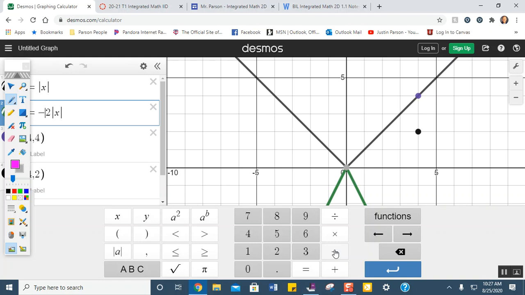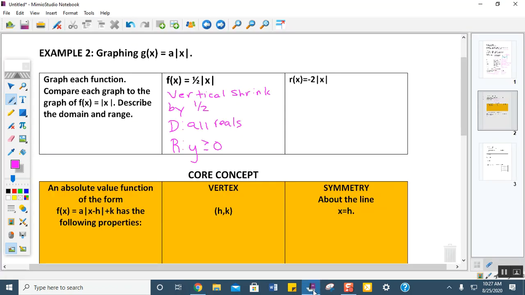So what we would need to say here for some kind of a description in movement would be, first of all, it flips, and then this a value out in front is a 2. 2 is greater than 1, so it is going to be considered a vertical stretch.